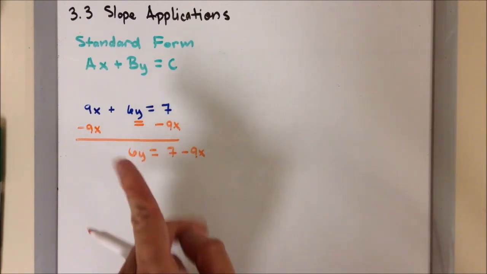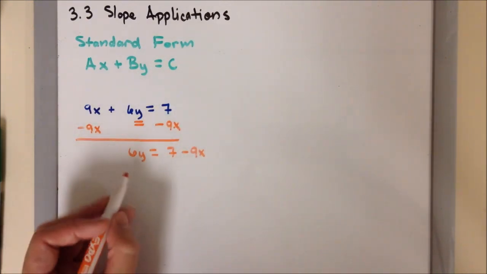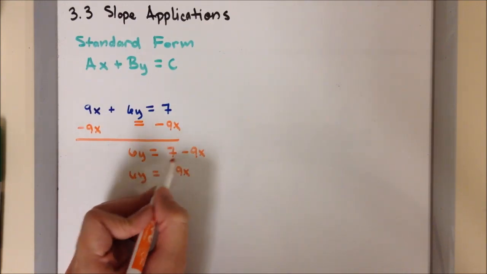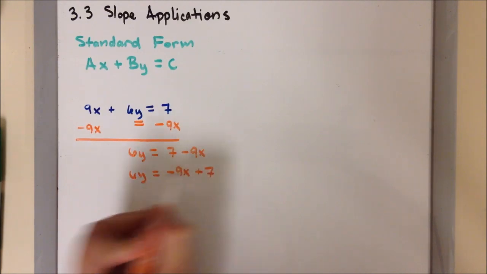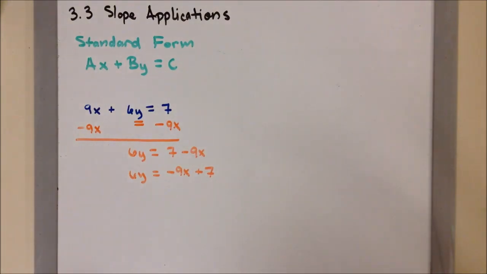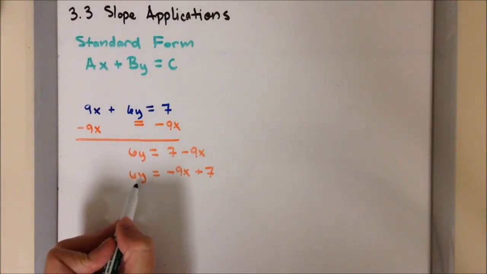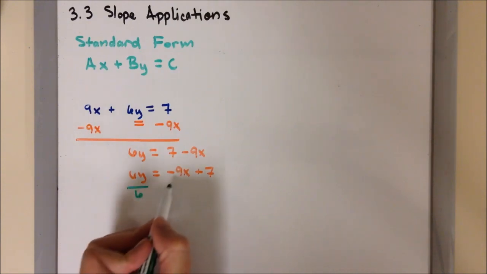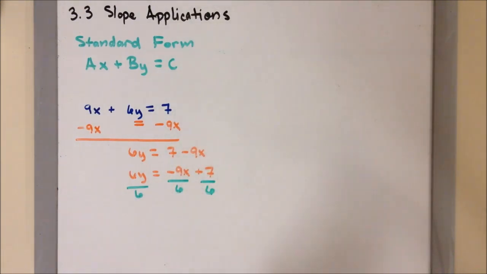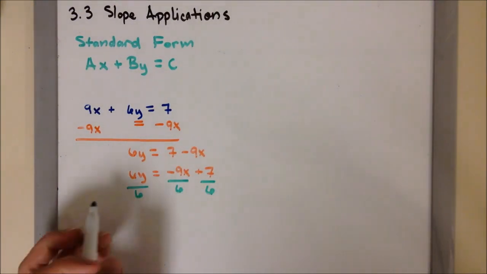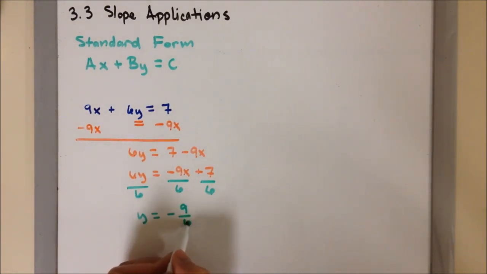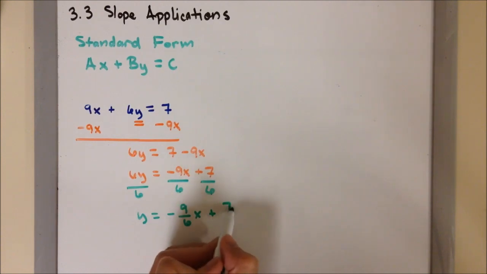Alright, so I'm going to flip it to get x to be first. So it's going to be 6y equals negative 9x. Since it's a positive sign, I'm going to write plus 7. Now I'm almost close to getting y by itself. I'm going to divide by the number in front of y, which is 6. So divide this by 6, and then divide the last number by 6. When I do that, it will be y equals negative 9 over 6 x plus 7 over 6.